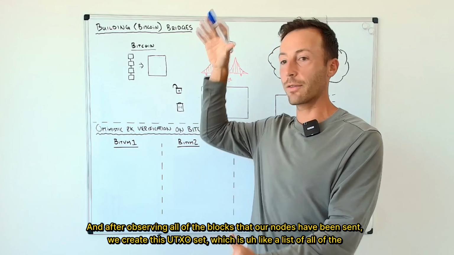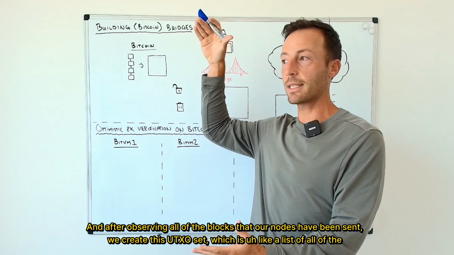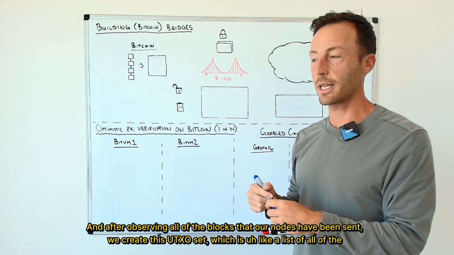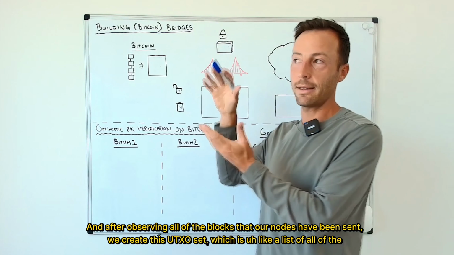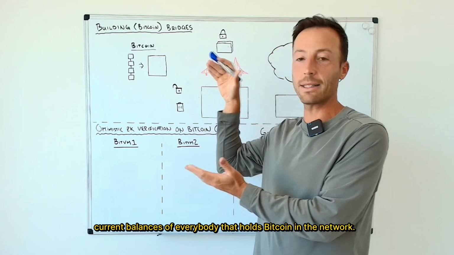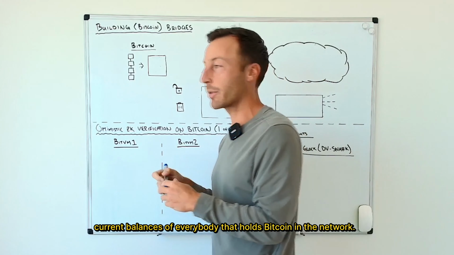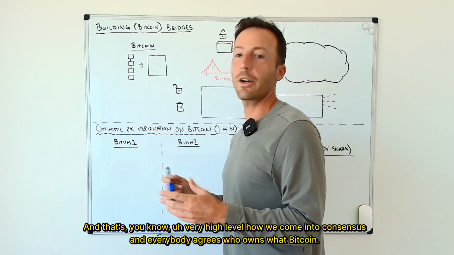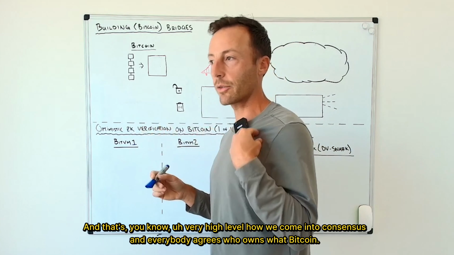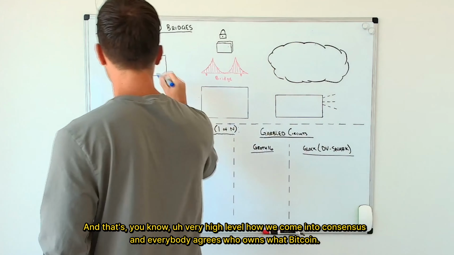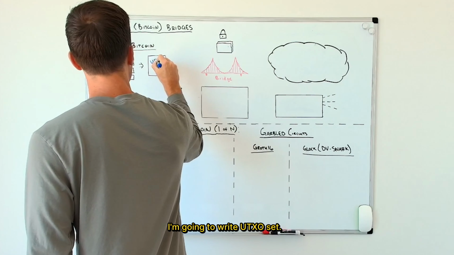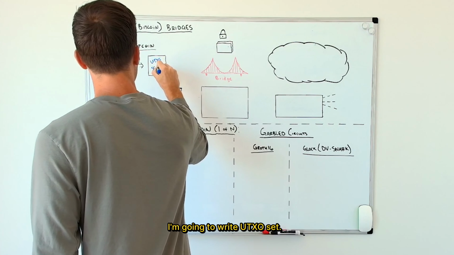And after observing all of the blocks that our nodes have been sent, we create this UTXO set, which is a list of all of the current balances of everybody that holds Bitcoin in the network. And that's, very high level, how we come into consensus and everybody agrees who owns what Bitcoin. And so here, I'm going to write UTXO set.